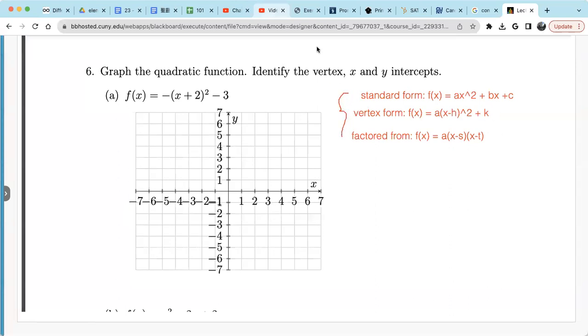The first one, this c tells us the y-intercept. So in standard form, the y-intercept we can see right away: 0, c. Versus the factored form, we see our x-intercepts right away, which are s comma 0 and t comma 0. So standard form gives us the y-intercept.